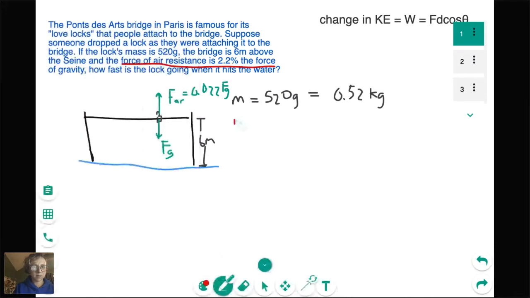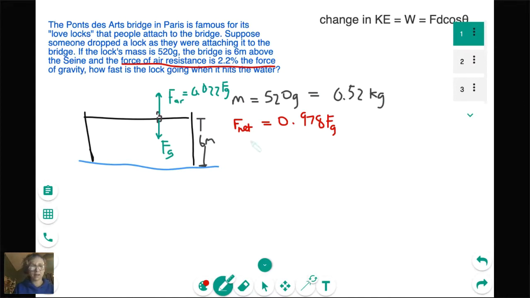So I'm just going to go ahead and find the net force. So F net is just going to be 1 Fg minus 0.022 Fg, and that's going to give me 0.978 times Fg. So almost the force of gravity, but not quite.